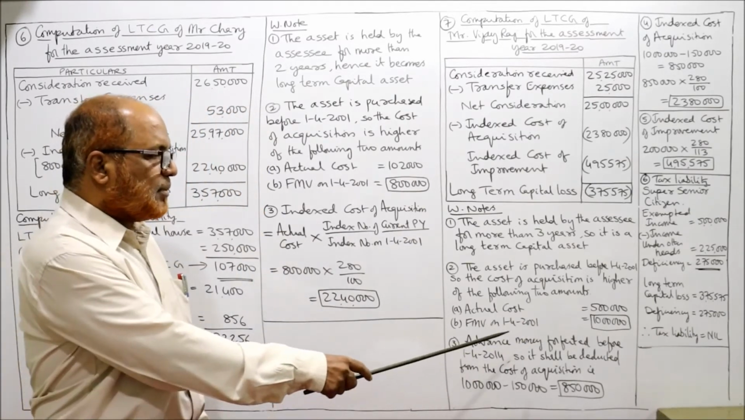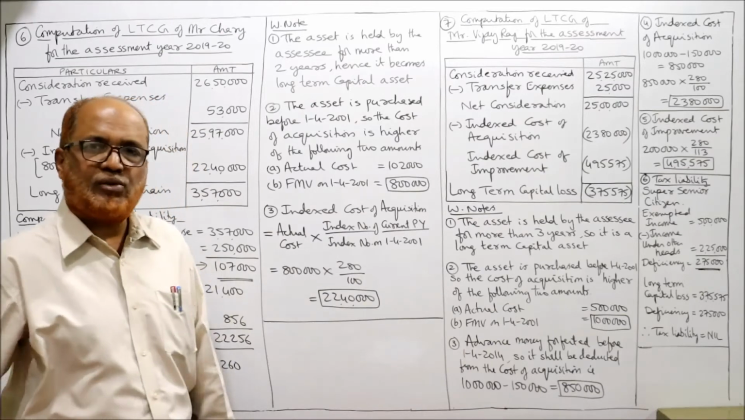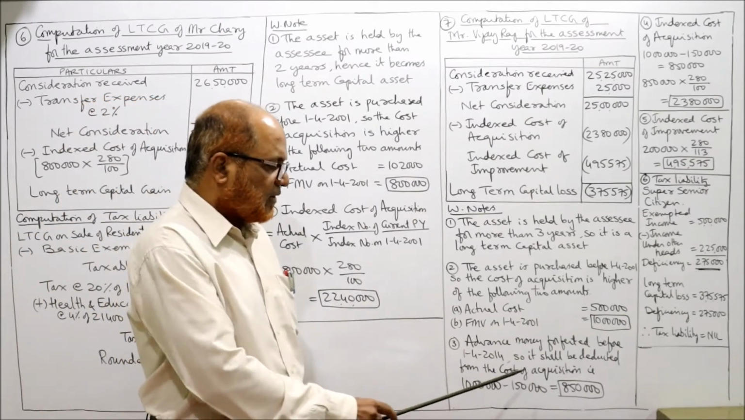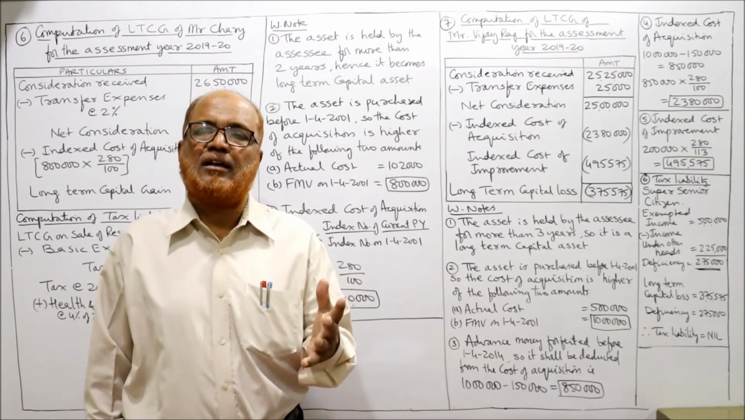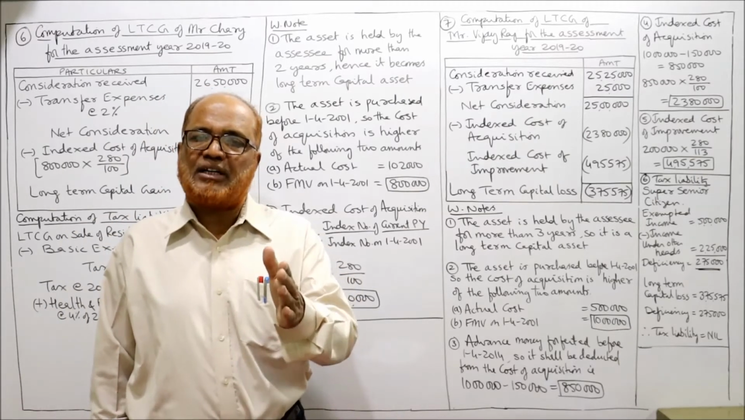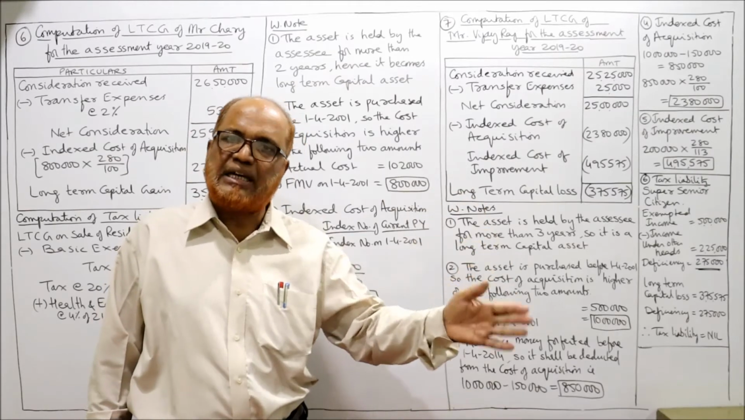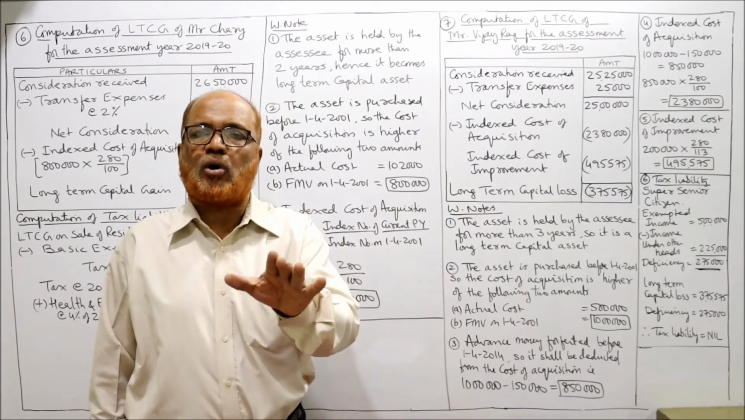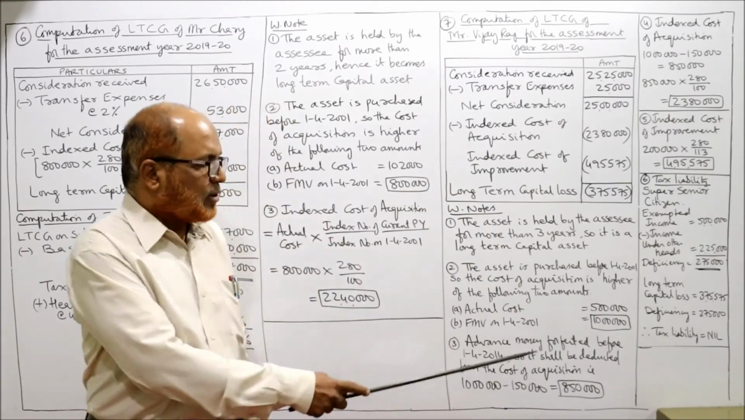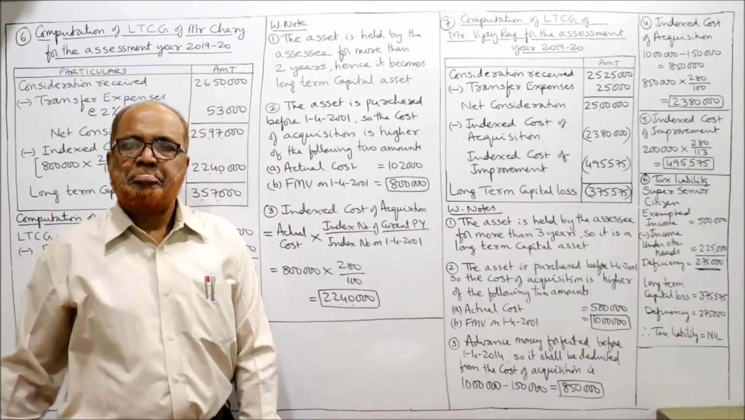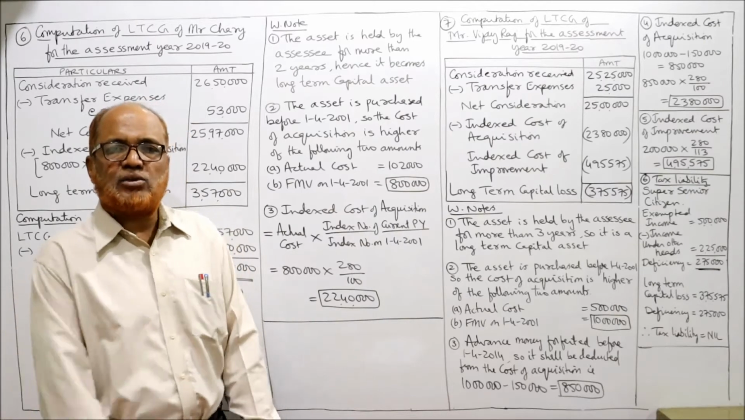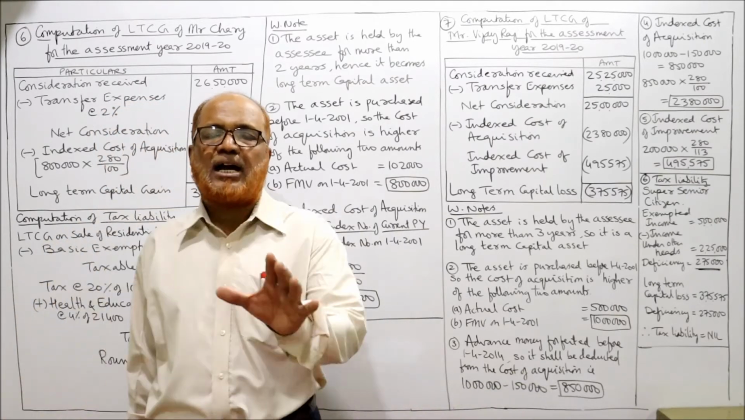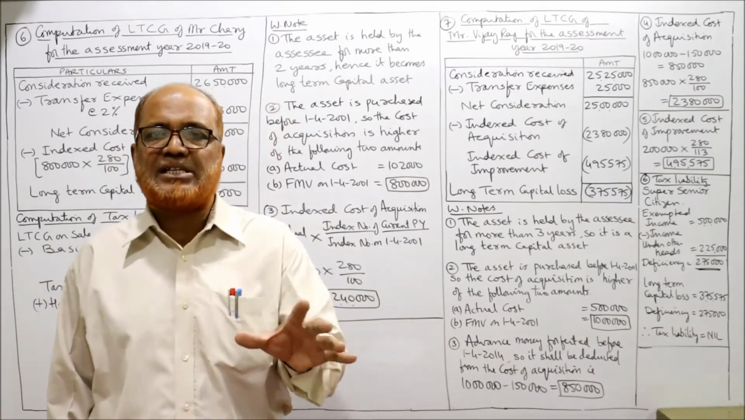Now, advance money forfeited before 1/4/2014 shall be deducted from the cost of acquisition. Just now I have explained to you in detail. If the advance money is forfeited before 1/4/2014, it will be deducted from the cost of acquisition. What is the cost of acquisition? 10 lakh. 10 lakh is the cost of acquisition. So from 10 lakh, deduct 1,50,000, 8,50,000 is the actual cost of acquisition.